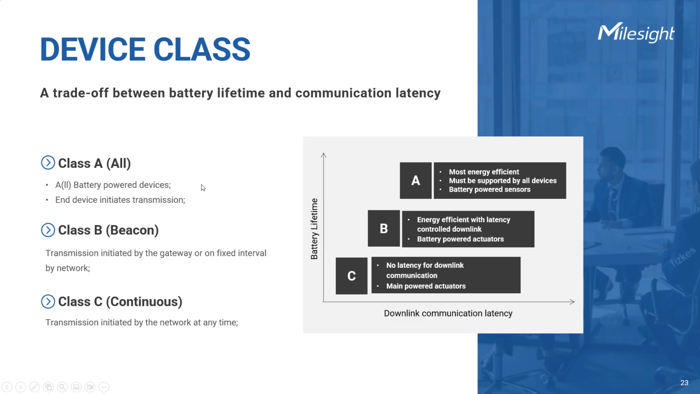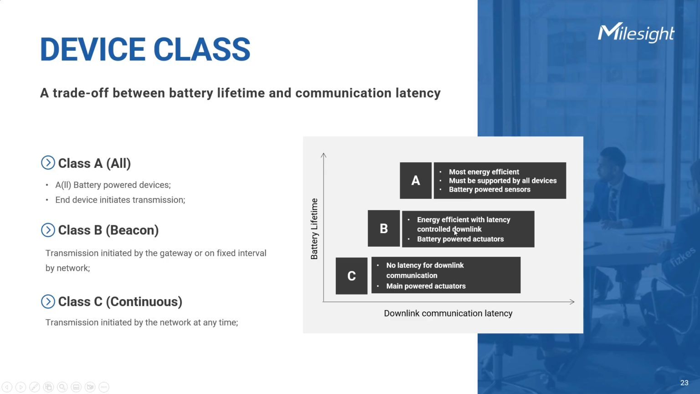Class B is beaconing. A beacon is sent by the network at a fixed interval, and the end device can pick up this beacon and wake up to receive a downlink message. So Class B devices are in deep sleep, but they wake up on a time interval, such as every few minutes, to listen for messages from the network.